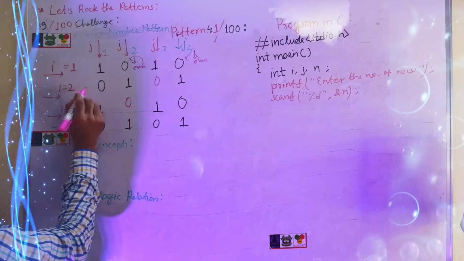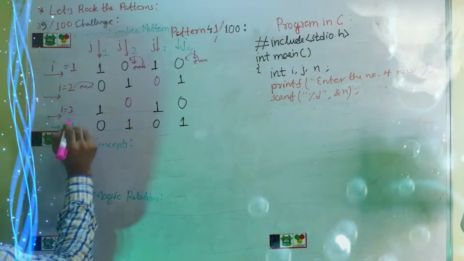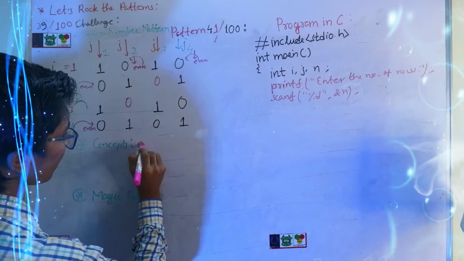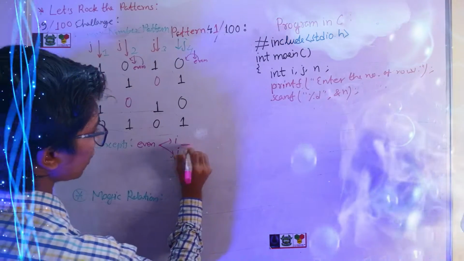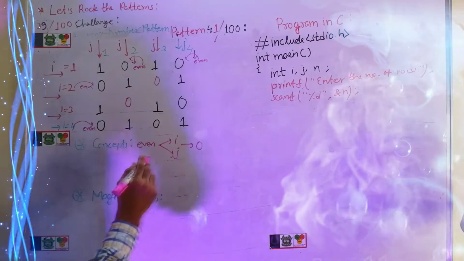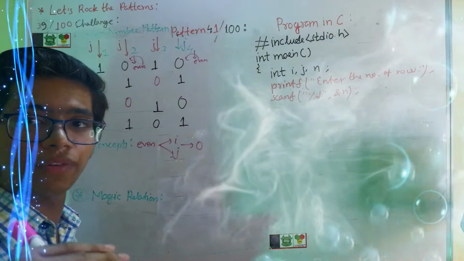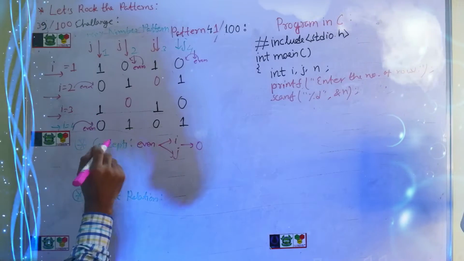Now, when i is even, there is also 0. That means if there is an even value of either i or j, we get 0. That is the condition we can use: if either i or j is even, we print 0, else we print 1. So that's the concept.